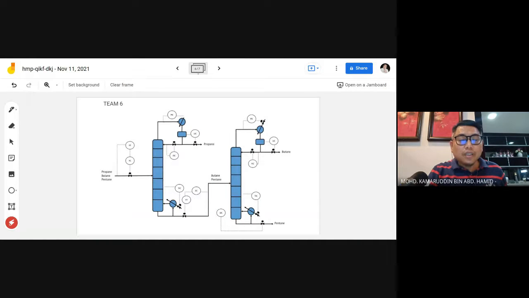Team number 6 is double distillation, two distillation columns in series. Okay, this configuration we call a direct sequence. Why is it a direct sequence? Because we recover the light component at the first column. We recover propane, that's why we call it direct. Direct sequence means you recover the most volatile component first at the first column. So this we call direct sequence.